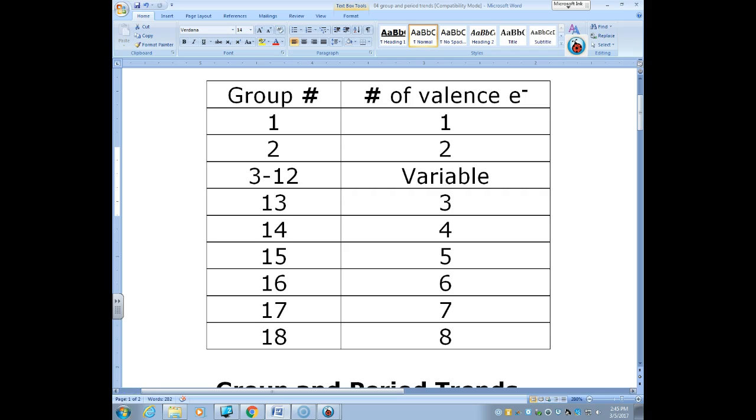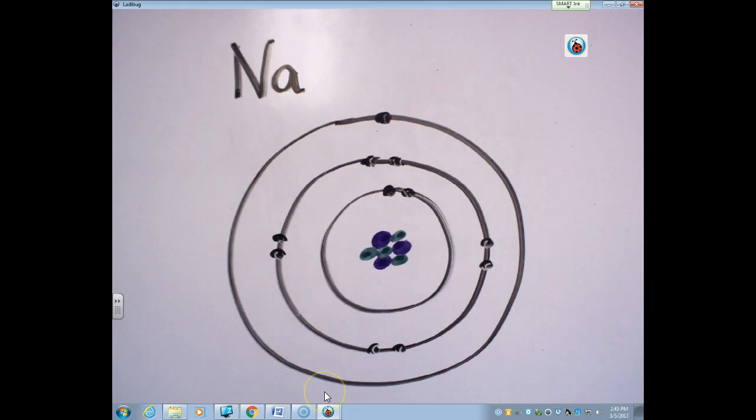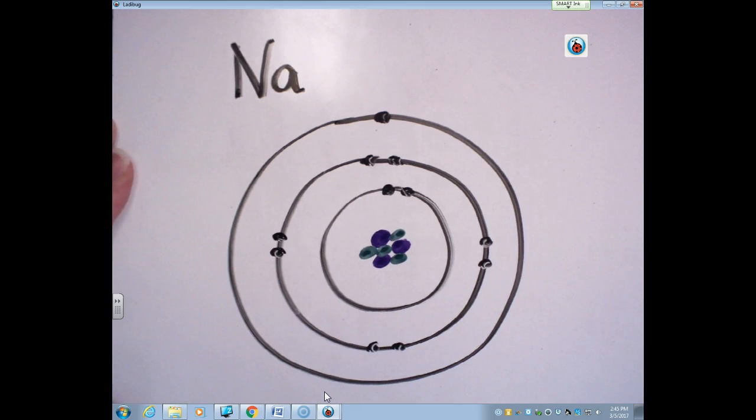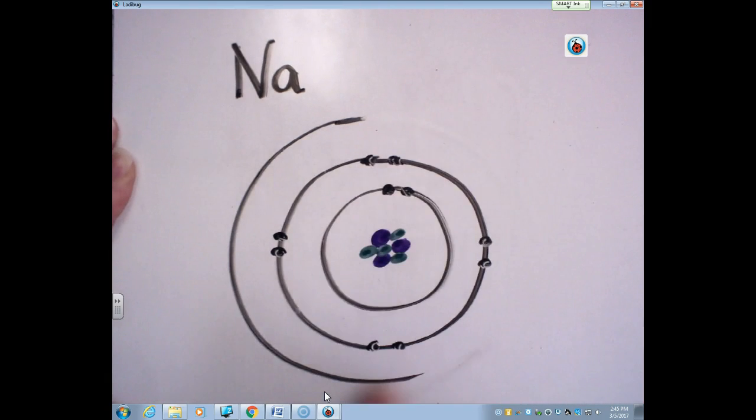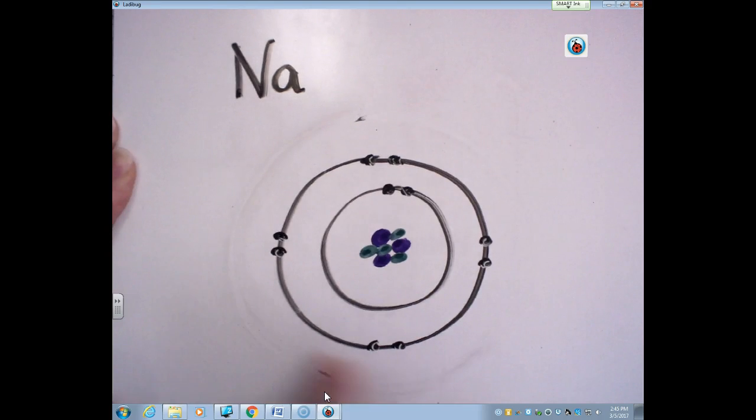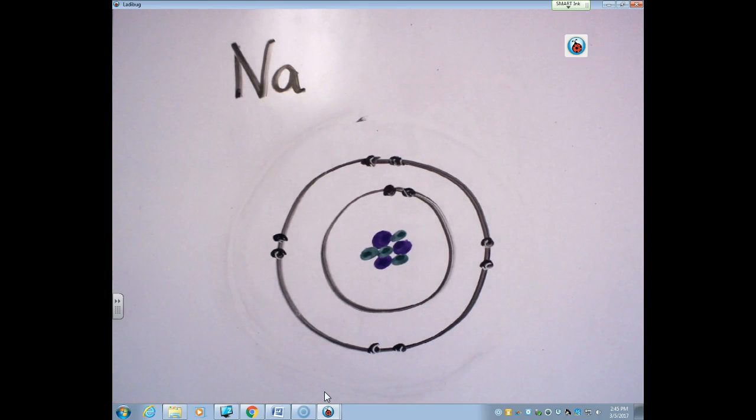So if we look at a sodium atom here with its 11 electrons, when sodium becomes an ion, it's going to try and achieve the octet rule and have 8 electrons in its outer energy level. Right now it only has 1 valence electron. So it's going to lose this 1 electron and become sodium with a positive charge. That way it satisfies the octet rule by having 8 electrons now in its outer energy level, which just happens to be 1 energy level closer to the nucleus.